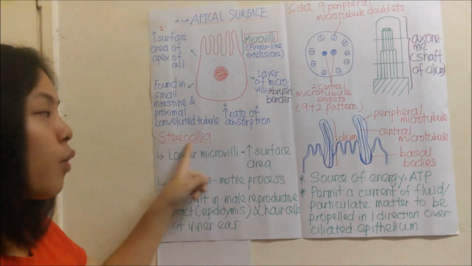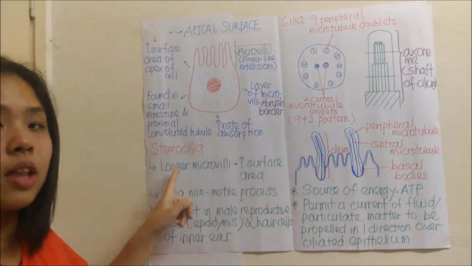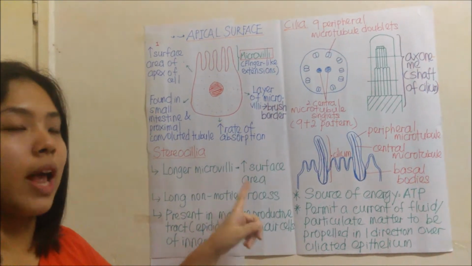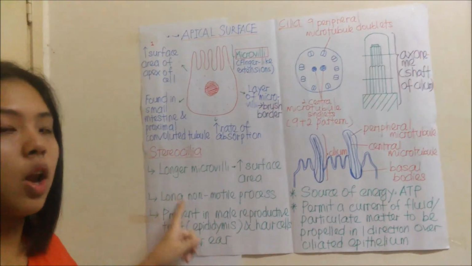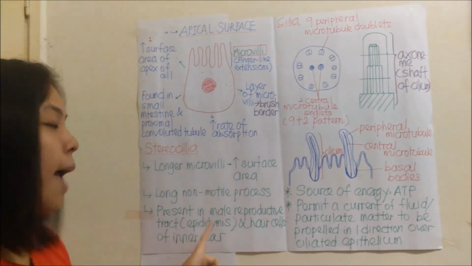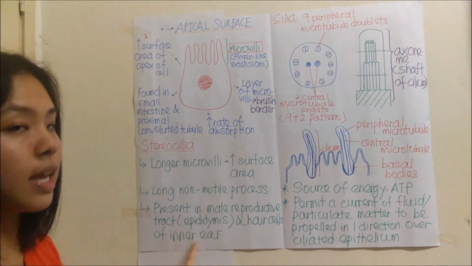Next is stereocilia. Stereocilia are longer microvilli. They also help to increase the surface area of the epithelial cell, and they are long, non-motile processes, present in the male reproductive tract, epidermis, and hair cells of the inner ear.